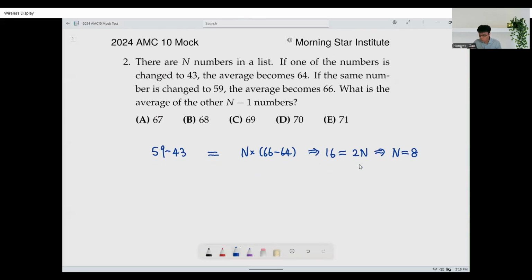We can choose the first situation. When this number is changed to 43, the average is 64. So here we have 8 numbers, the average is 64, the sum is 64 times 8. So we subtract this number, 43, that will be the sum of the other n-1 numbers. Now we know n equals 8. So we divide by 8 minus 1, that is our average. 469 divided by 7, the answer should be 67.